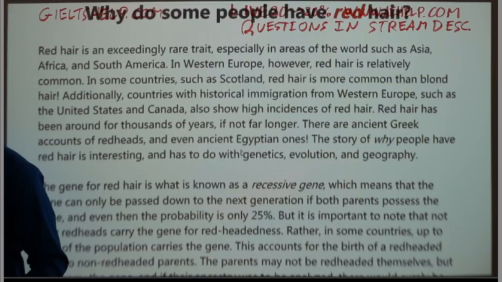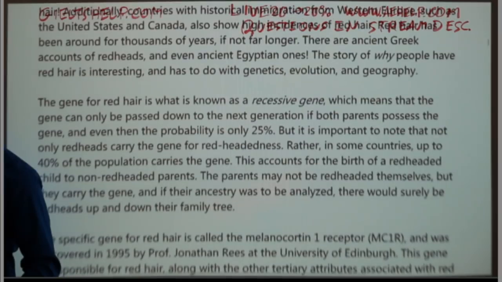Red hair has been around for thousands of years, if not far longer. There are ancient Greek accounts of redheads, and even ancient Egyptian ones. The story of why people have red hair is interesting and has to do with genetics, evolution, and geography.